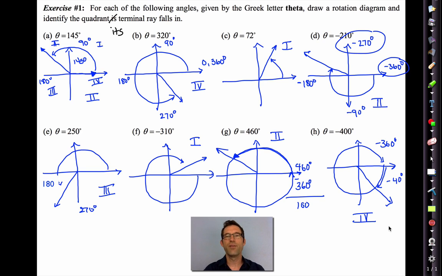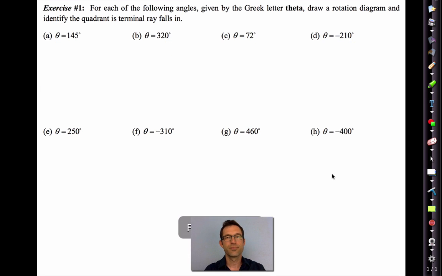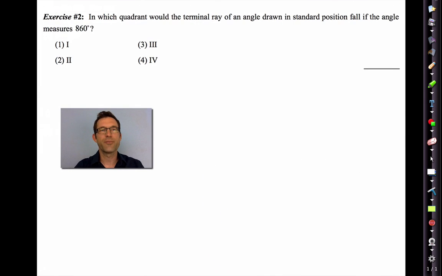All right. Very important to understand that angles can be anything. They can be positive, they can be negative. They can be bigger than 180, bigger than 360. They can be huge, they can be tiny. And we can locate where their terminal ray lies. All right, pause the video and write down anything you need to. Okay, let me zap it out. Let's see what else we have.